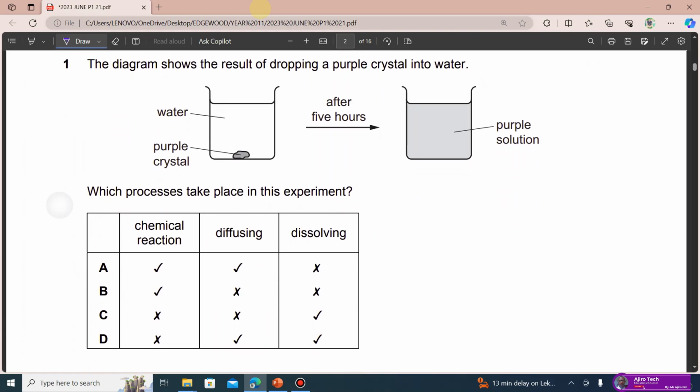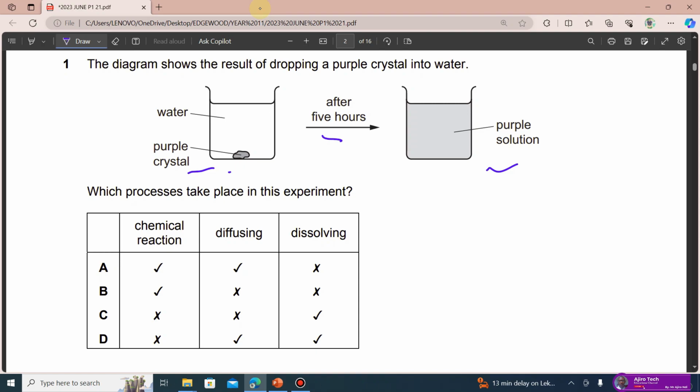All right, the first question gives us a diagram that shows the result of dropping a purple crystal into water. Upon dropping the purple crystal into water, after 5 hours, the color of the solution changed to purple. So we move from colorless to a purple solution. The question says, which processes take place in this experiment?